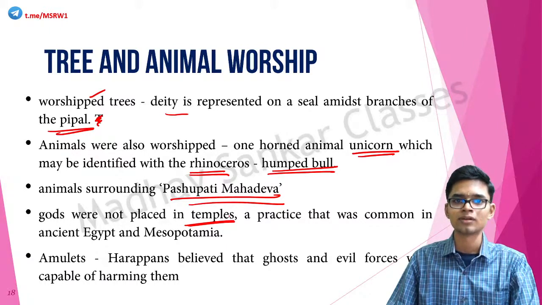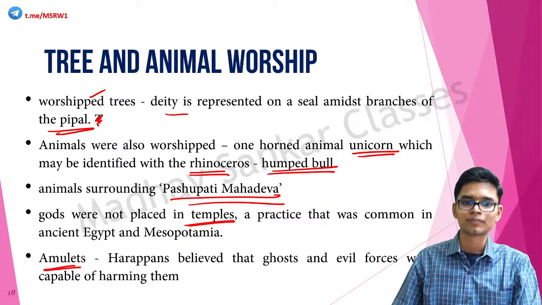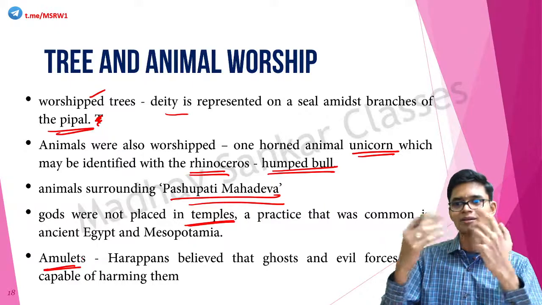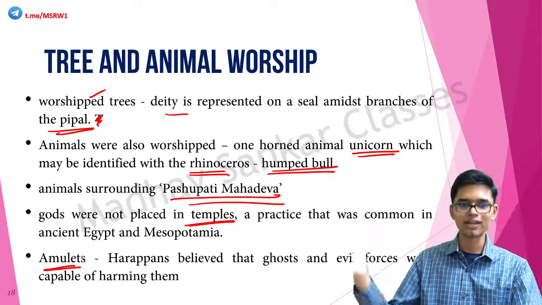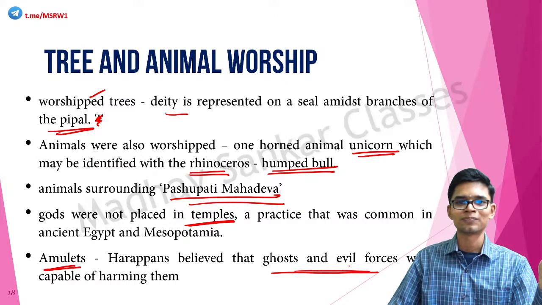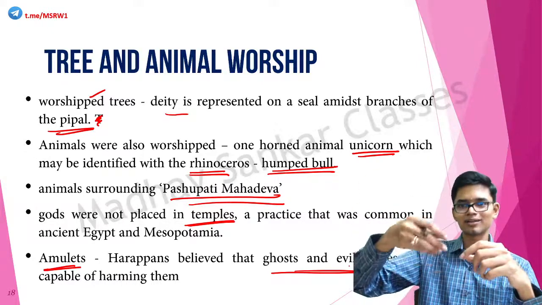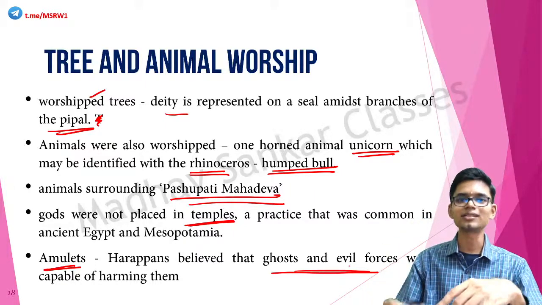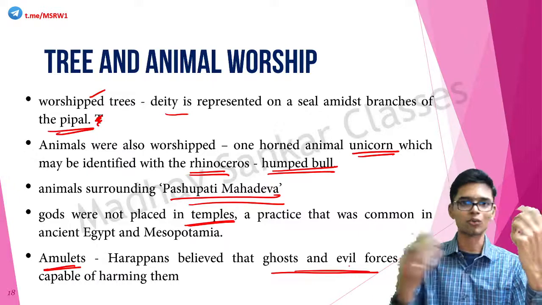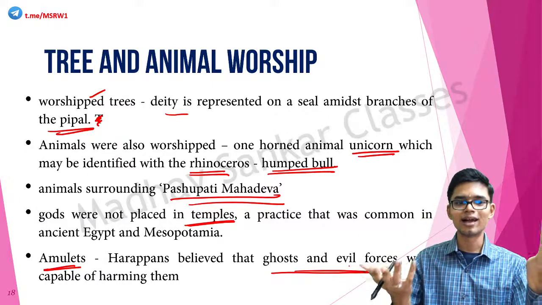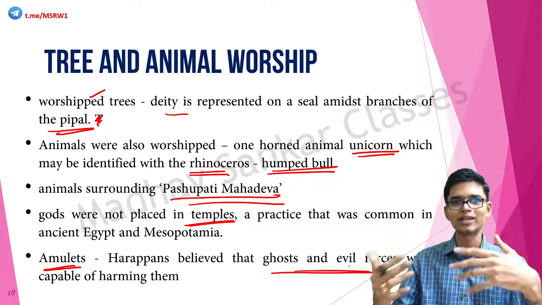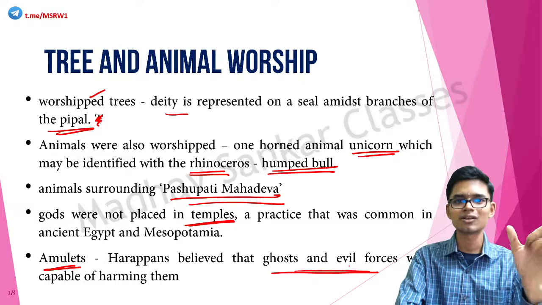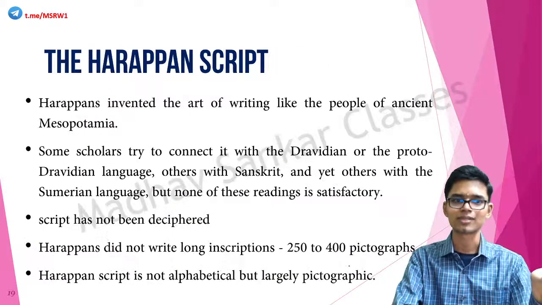We also come across amulets. What are amulets? I hope you know that. Even now there are people who believe in putting on amulets to ward away ghosts and evil forces. You know that, right? You go to temple and get this amulet, after all the pujas conducted by the priests, and you tie it around your arm or your neck. So Harappans also believed in the power of these amulets to ward away ghosts and evil forces. So such kinds of superstitions were also prevalent during those times.